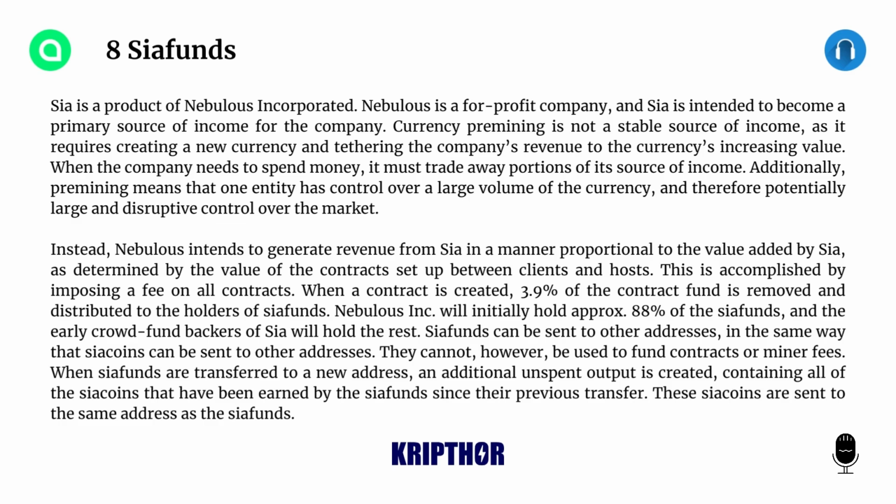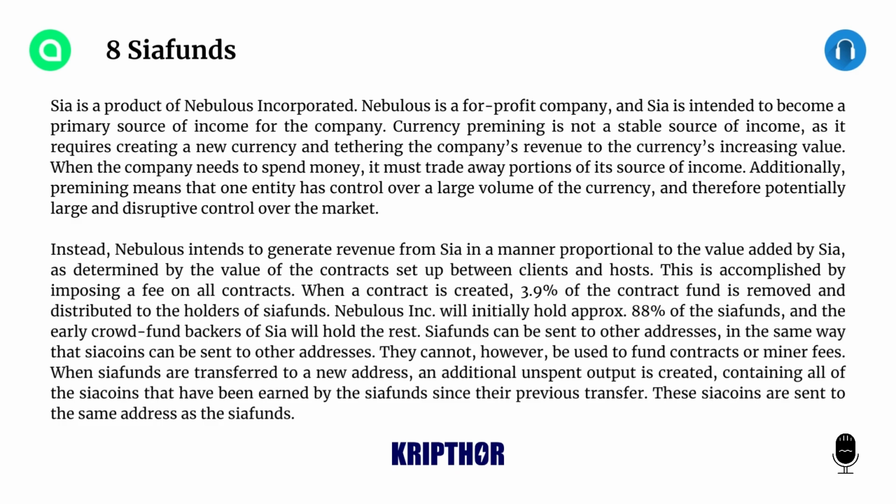Instead, Nebulous intends to generate revenue from Sia in a manner proportional to the value added by Sia, as determined by the value of the contract set up between clients and hosts. This is accomplished by imposing a fee on all contracts. When a contract is created, 3.9% of the contract fund is removed and distributed to the holders of Siafunds. Nebulous Incorporated will initially hold approximately 88% of the Siafunds, and the early crowdfund backers of Sia will hold the rest.